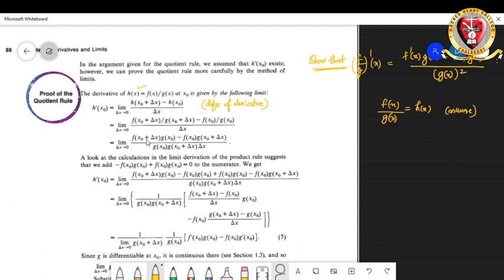So in the numerator you will have f of x naught, g of x naught, and minus f of x naught into g of x naught. We are going to add and subtract. We know that that is equal to 0. So you are going to add and subtract the same in the numerator. We know that both of them will add up to 0, so it doesn't make any difference. Okay, so you are including them in the numerator.